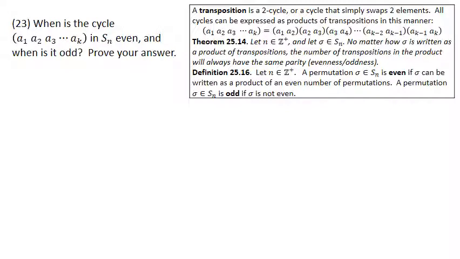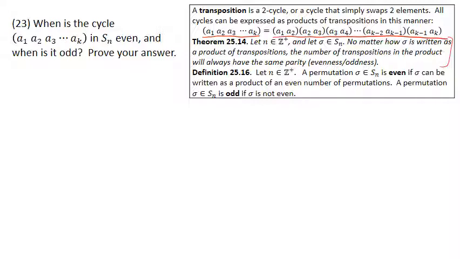Okay, number 23. When is the cycle (a1 a2 a3 ... ak) in Sn even, and when is it odd? And prove your answer. This is actually really easy, probably too easy, because there's a very specific way to write any cycle, a1 through ak. And then we have this theorem that says that no matter how you write a cycle as a product of transpositions, the parity of the transpositions, the evenness or oddness, will always be the same.